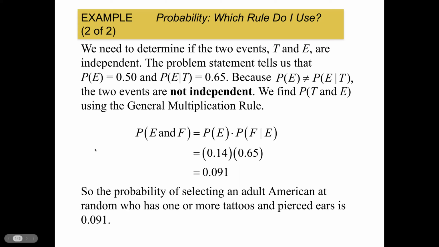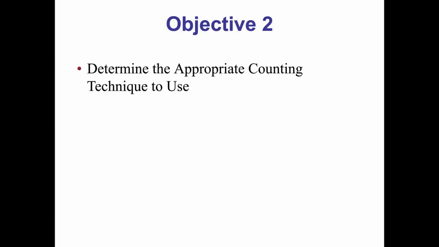So here's what we'd say. The probability of selecting an adult American at random who has one or more tattoos and pierced ears is 9.1%. Okay. So now let's go on to our counting tree.